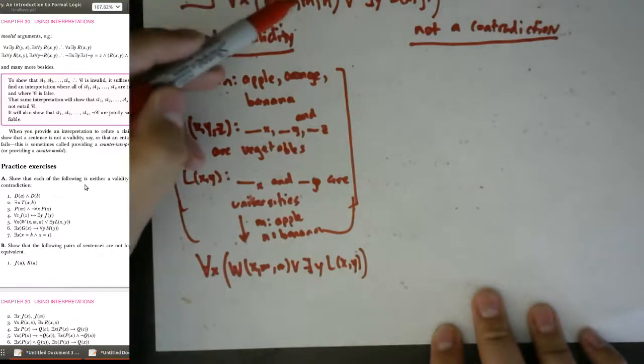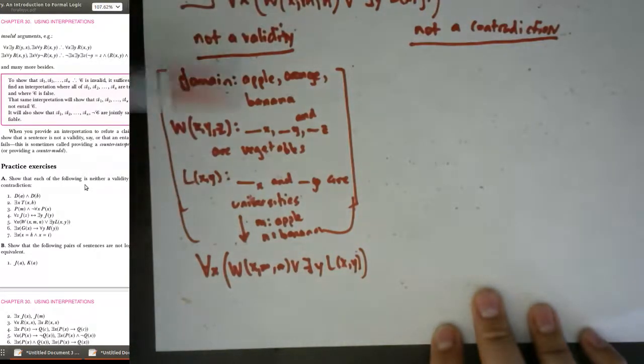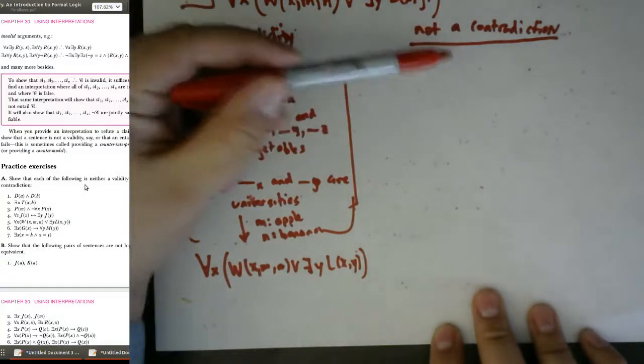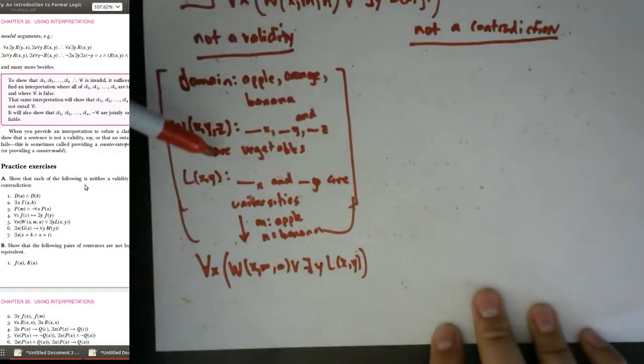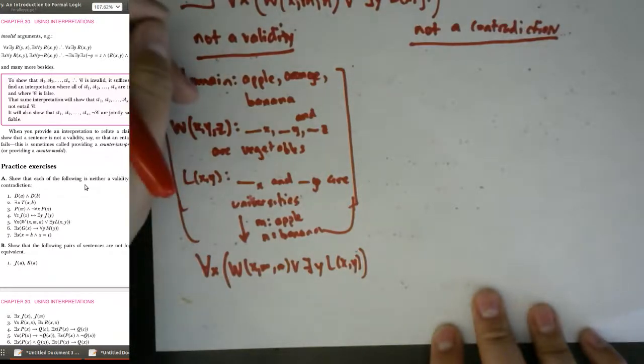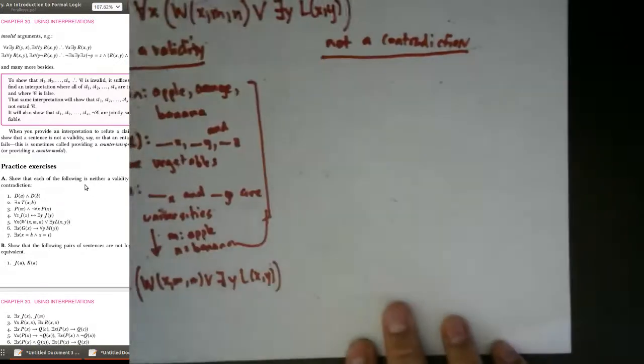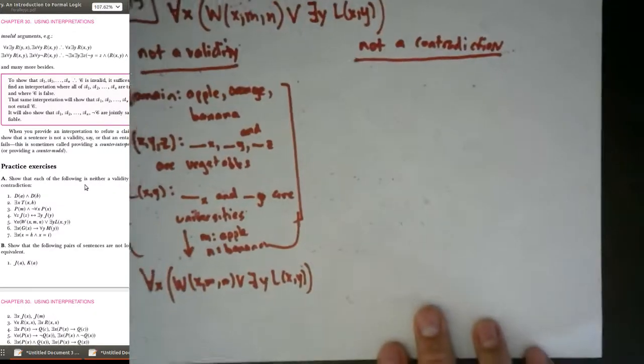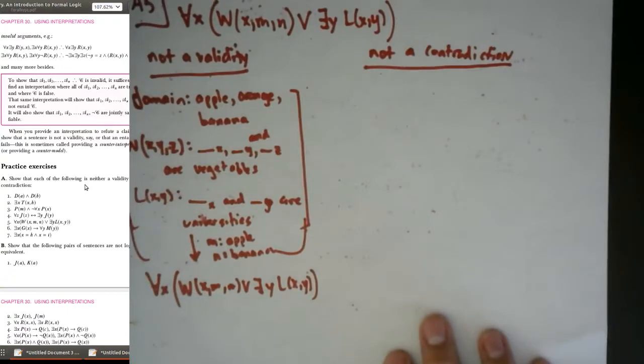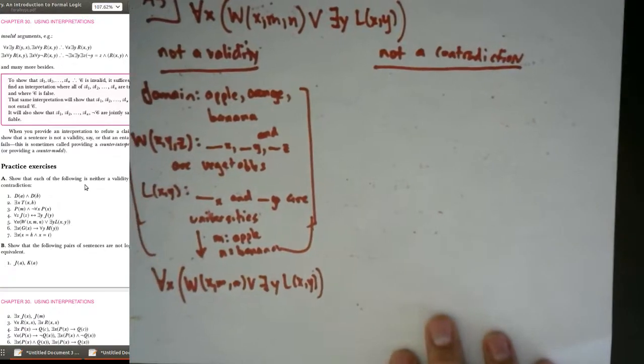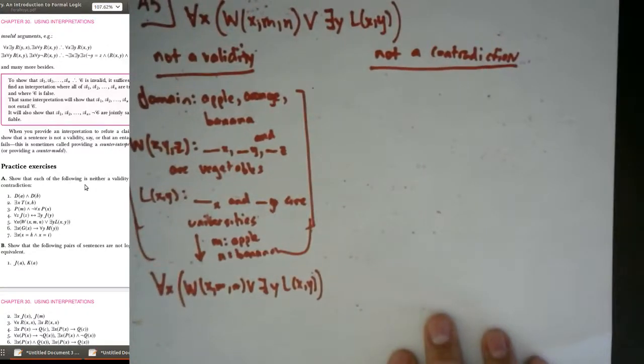Because I saw I had three different letters maybe, so I made three things in my domain, and then I made two predicates that are always false for that domain. Now I'm going to do the same thing over here, except I'm going to make a domain and some predicates that are always true. Okay. Let's look at this other half. So to show it's not a contradiction, I have to come up with an interpretation of this sentence that's true.